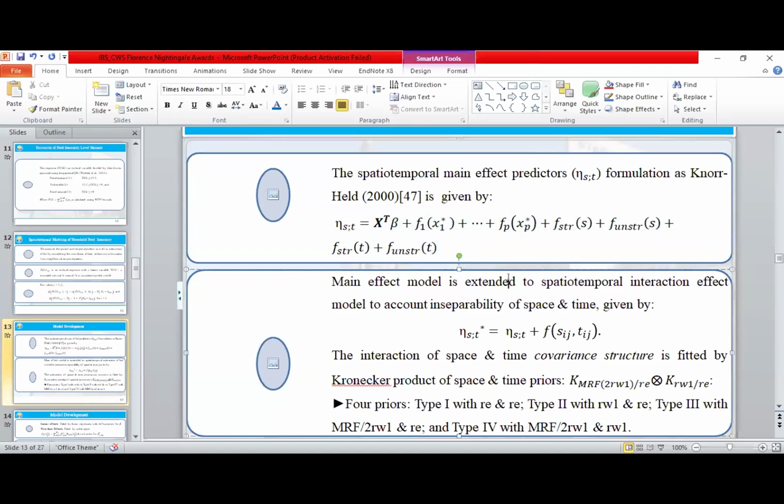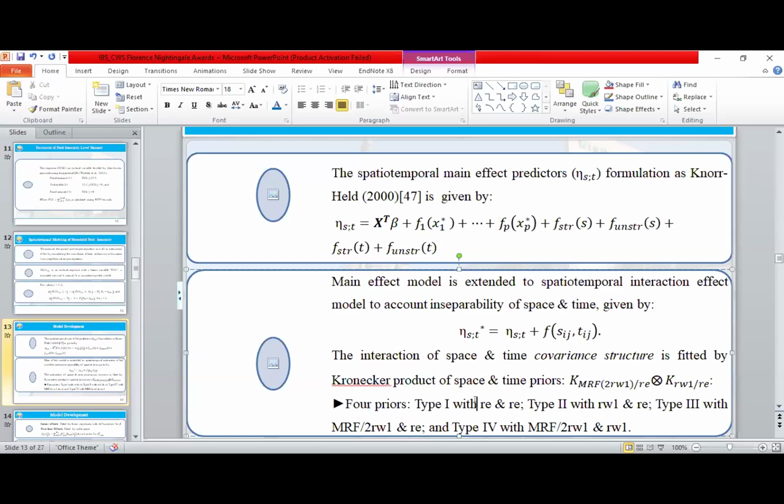And we extend this main effect model, the spatial-temporal main effect model, to add the space-time interaction effect to account for the inseparability of space and time. And the model is given here. And we use the Kronecker product to fit the covariance structure for this space-time interaction. And we have 4 possible covariance structures.